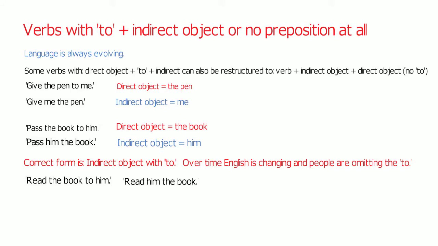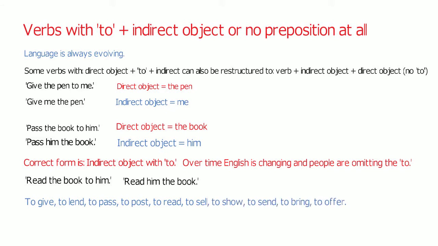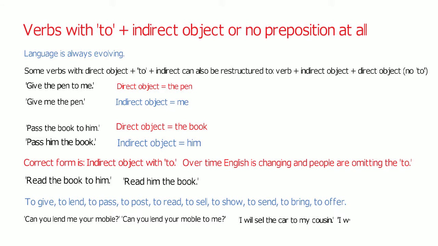Verbs that work this way include to give, to lend, to pass, to post, to read, to sell, to show, to send, to bring, and to offer. More examples. Can you lend me your mobile? Or can you lend your mobile to me? I will sell the car to my cousin. Or I will sell my cousin the car.